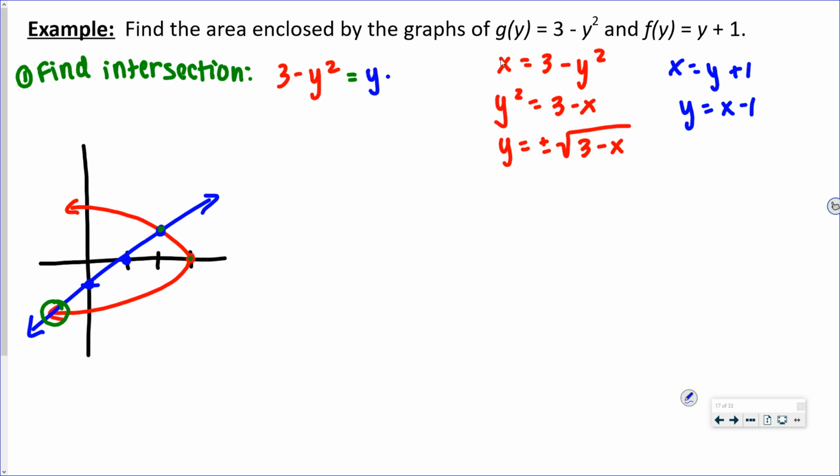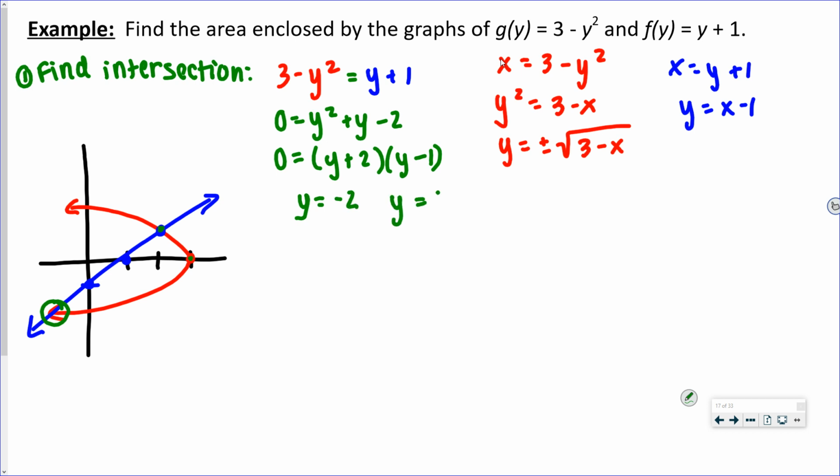So y plus 1. So here we can get the y coordinates of 1. They're the same. Okay, so I'm going to move everything, set this equal to 0. So we got y squared plus y minus 2, which would factor into y plus 2, y minus 1. So these should intersect when y, careful, we're solving for the y coordinates, when y is negative 2 and when y is 1.